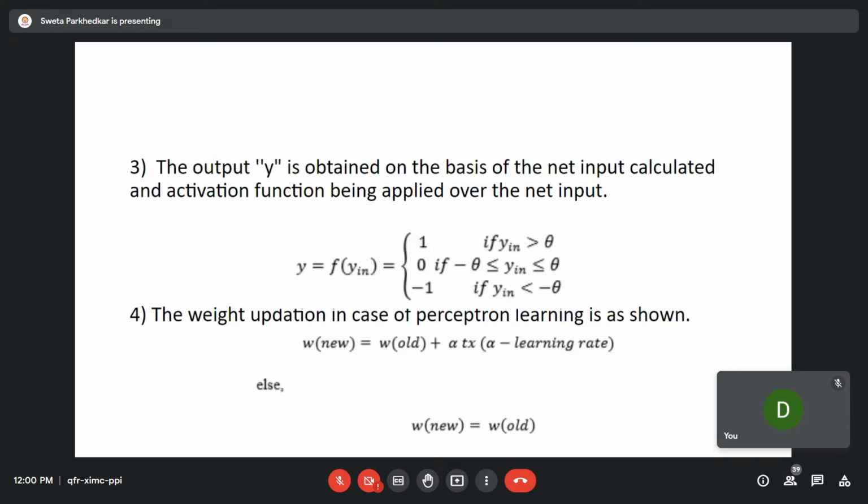And if Y is equal to T, what is Y? Y is your activation function wala Y. If Y is equal to T, then you need to use W new equals W old. अगर Y equals T है. If there is an error, then use this first case to update the weights properly.